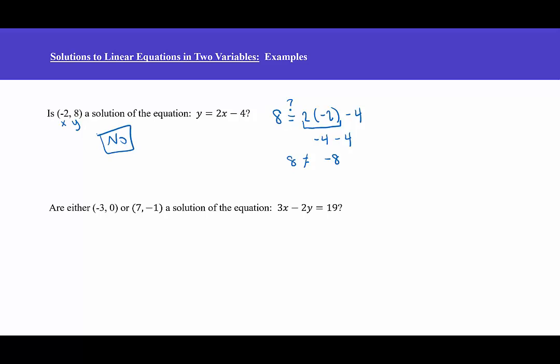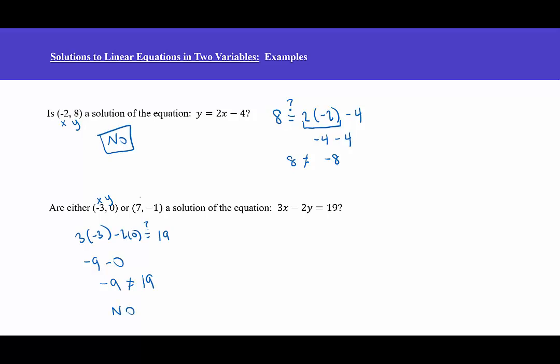That's okay. Let's see. So again, we're going to replace x with -3 and substitute in 0 for y. And we're going to see if this makes a true statement or not. So that's 3, that's given, times -3 minus 2 times 0. Does this equal 19? 3 times -3 is -9. 0 times 2 is 0. -9 minus 0 is -9, which does not equal 19. So this is another no. No, -3, 0 is not a solution.